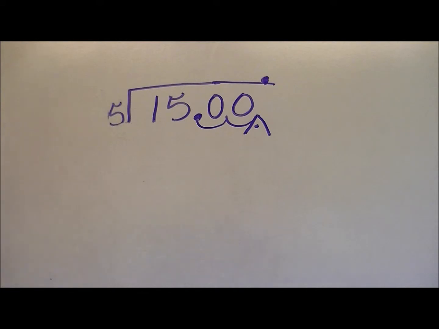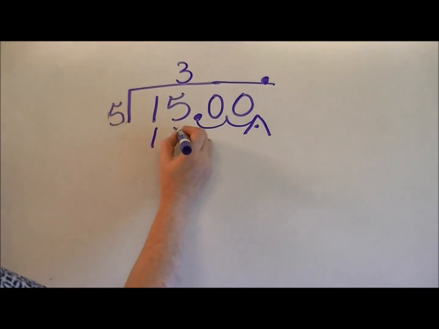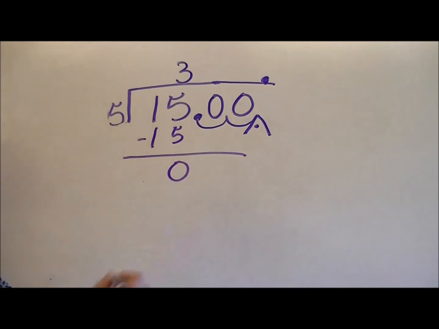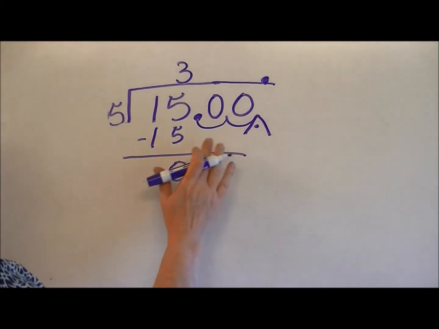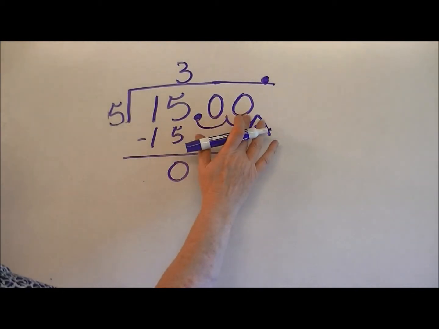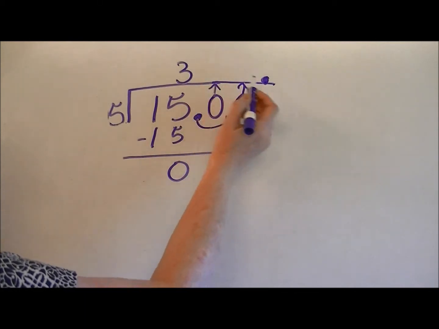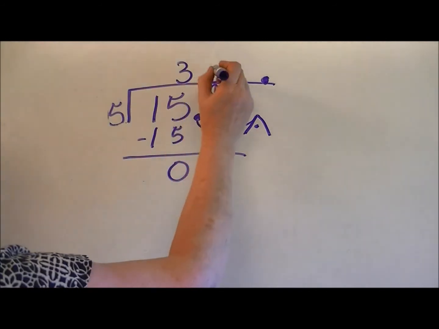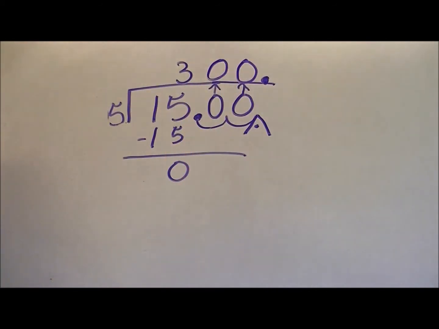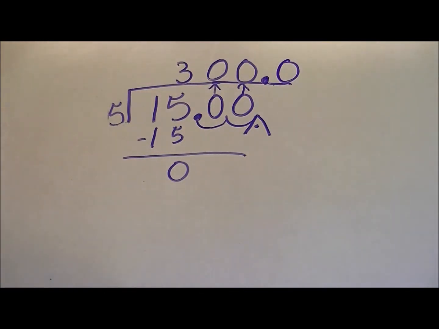Will 5 go into 1? No. So now we're going to look at 15. 5 goes into 15 3 times. 3 times 5 is 15. We're going to subtract. Leaves us with a 0. Now, these are just 0, but they actually are important. I have 2 spots up here above the zeros. I have to fill in with something. So I'm going to have to fill them in with zeros. So my answer is 300, or you could say 300.0. But I think 300 is better.